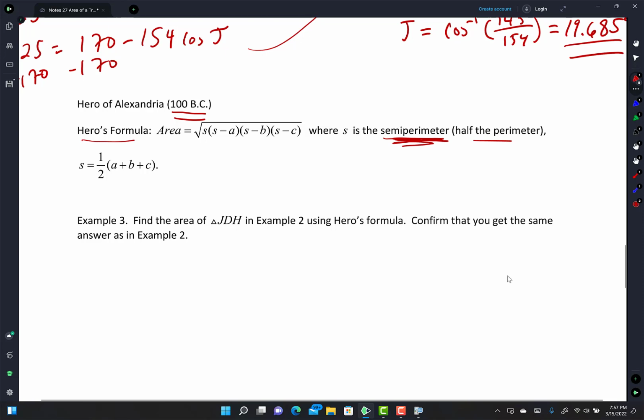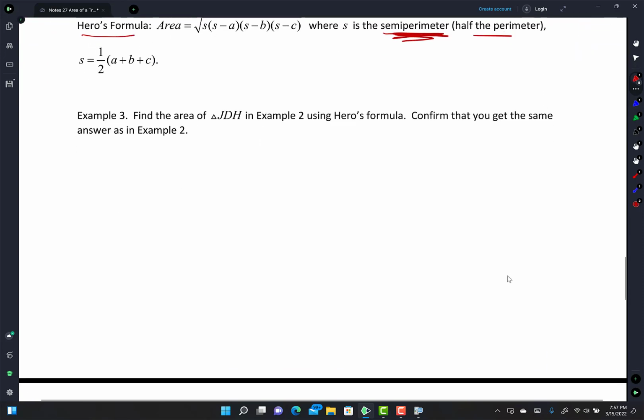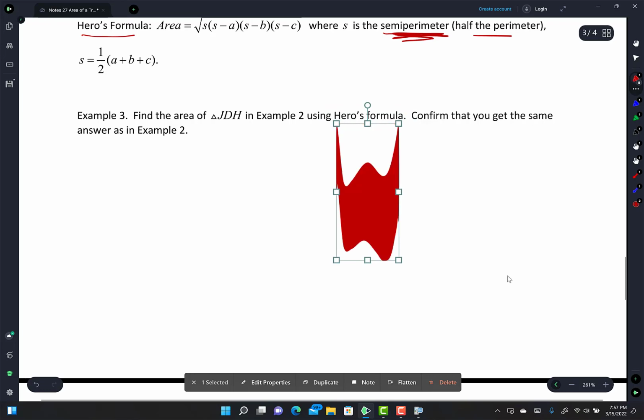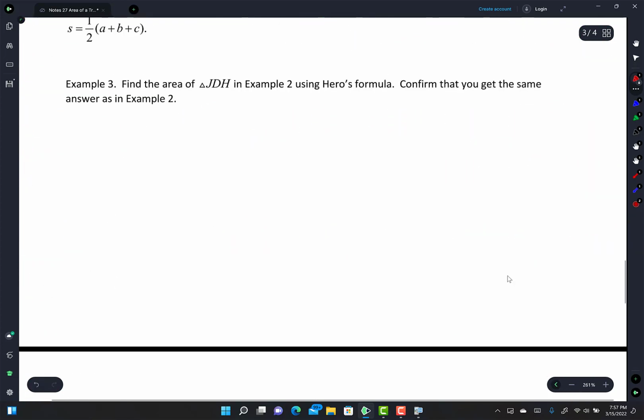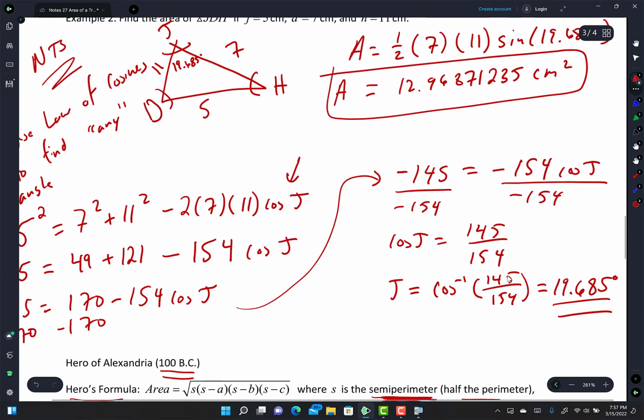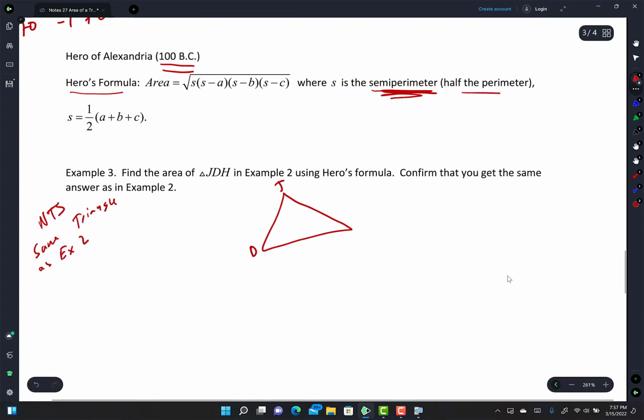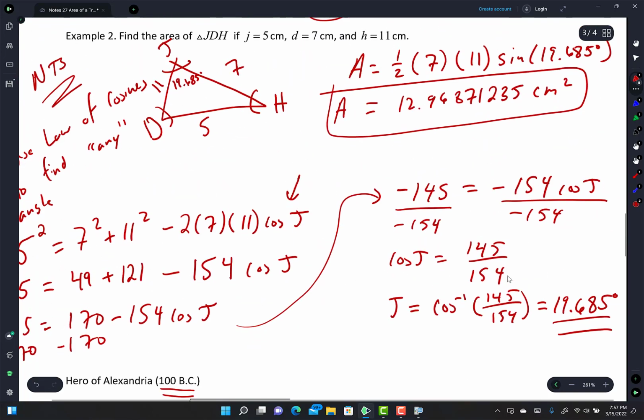And all right, well, let's see if it works. So I have that same triangle. It says find the area of triangle JDH in example 2 using Hero's formula. Confirm that you get the same answer as in example 2. Okay, so I have this. So I'm going to go ahead and I still have that same triangle. I'm going to put not to scale. Same triangle as before, as example 2. So I guess I could just use the copy paste feature, right? JDH, and 7, 11, 5.